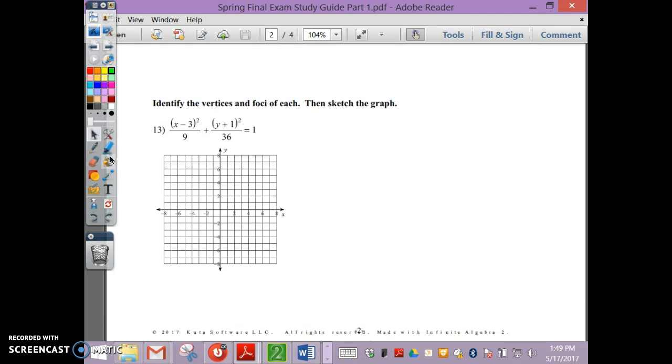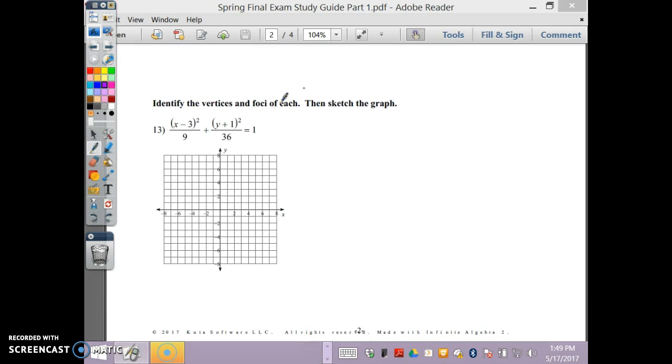Okay, identify the vertices and foci, sketch the graph. Okay, first, the center, opposites. 3, negative 1. What is it? Ellipse. Not good at cursive. Okay. 3, negative 1 is your center.